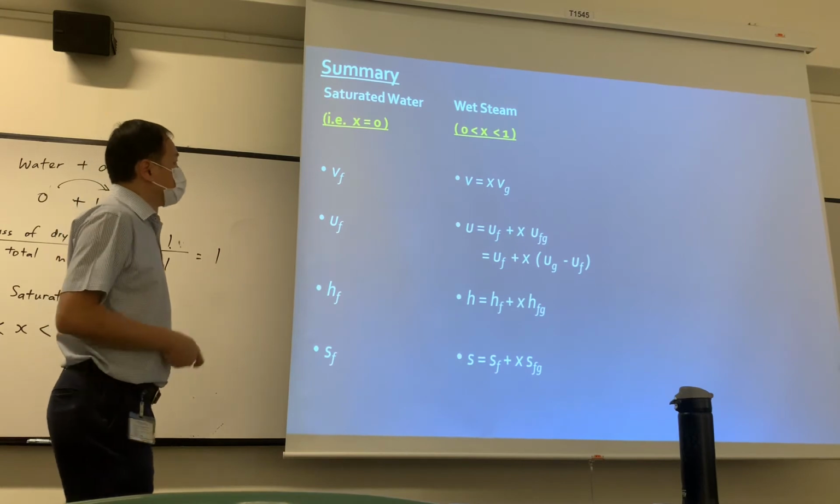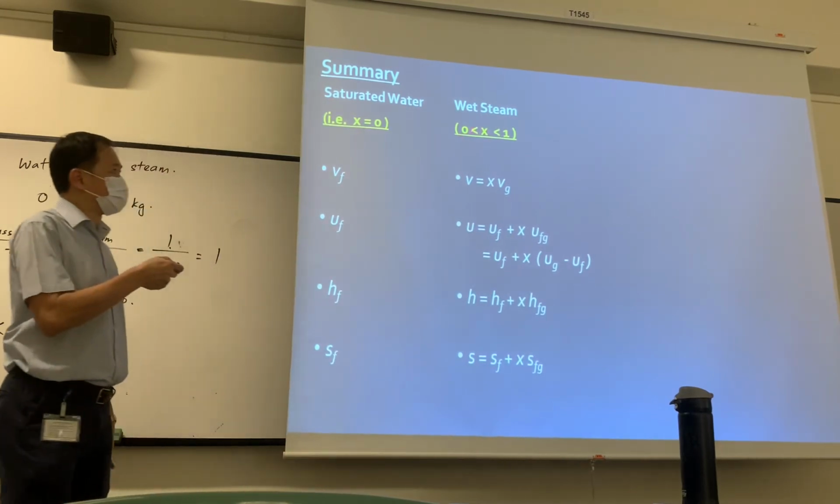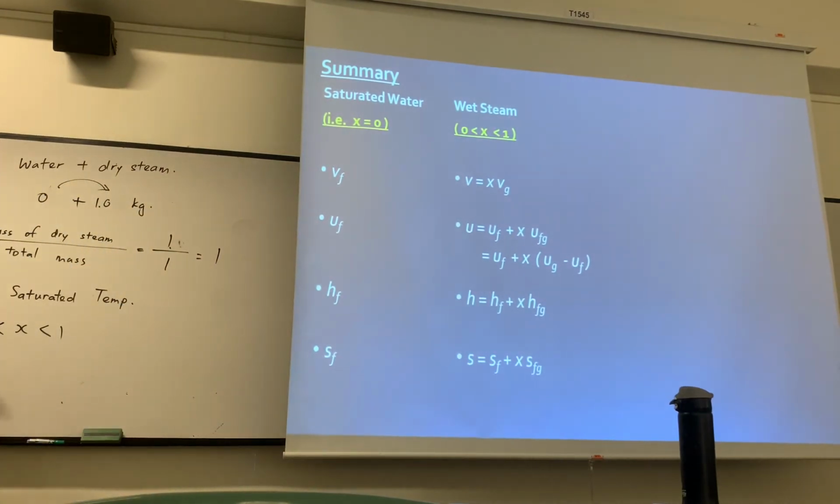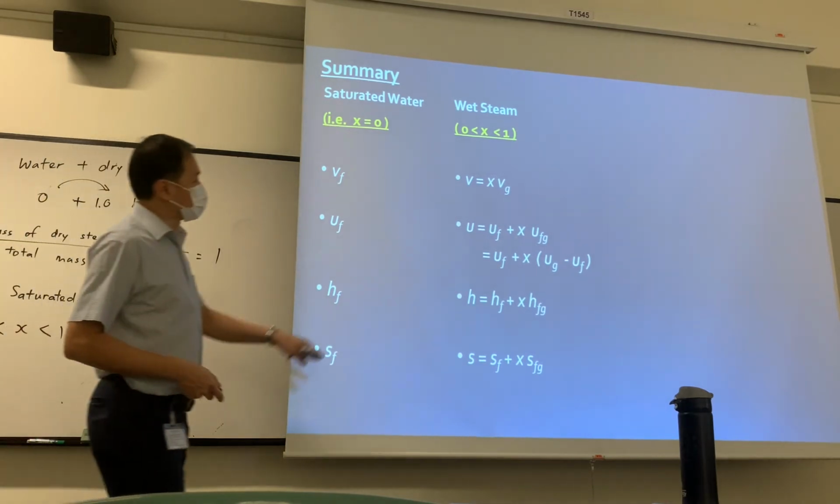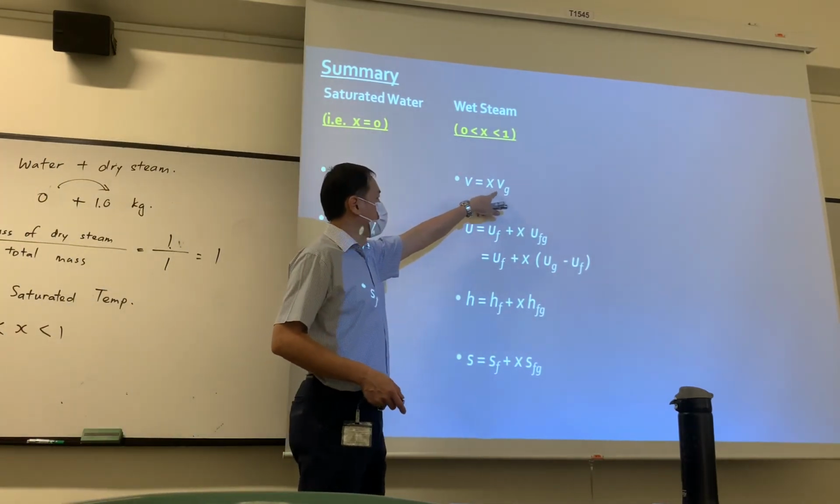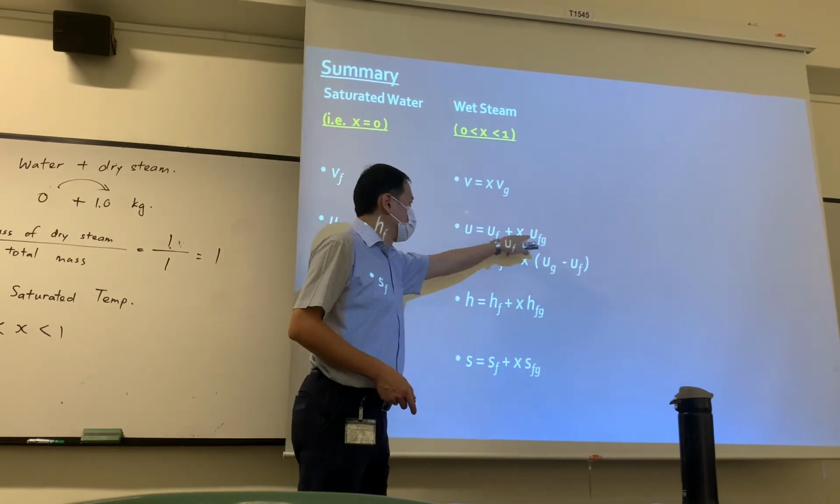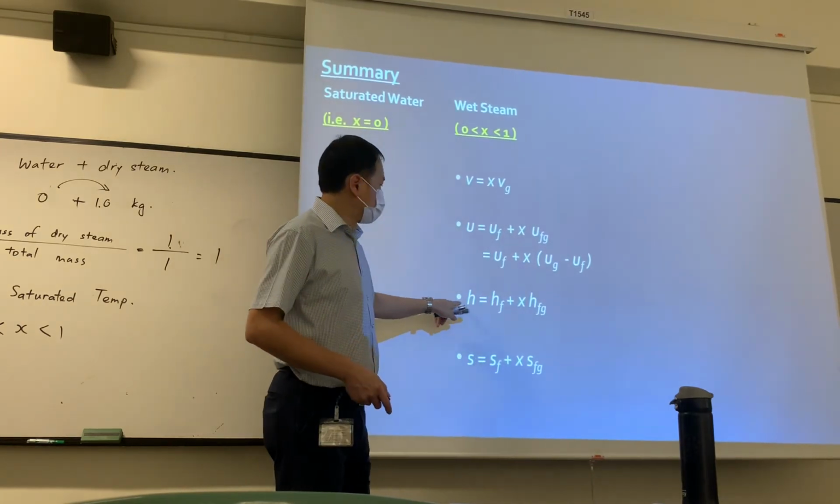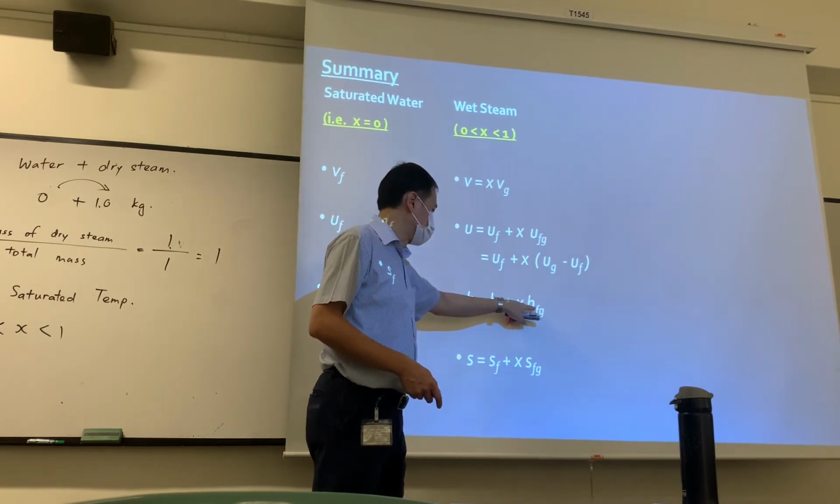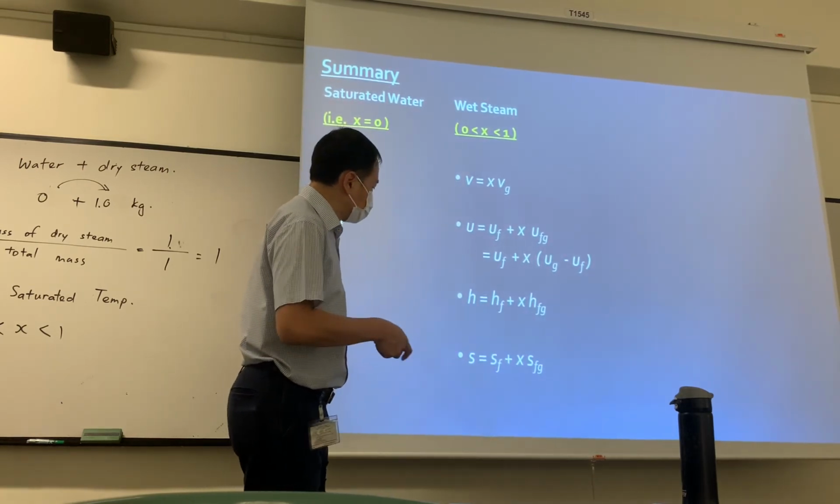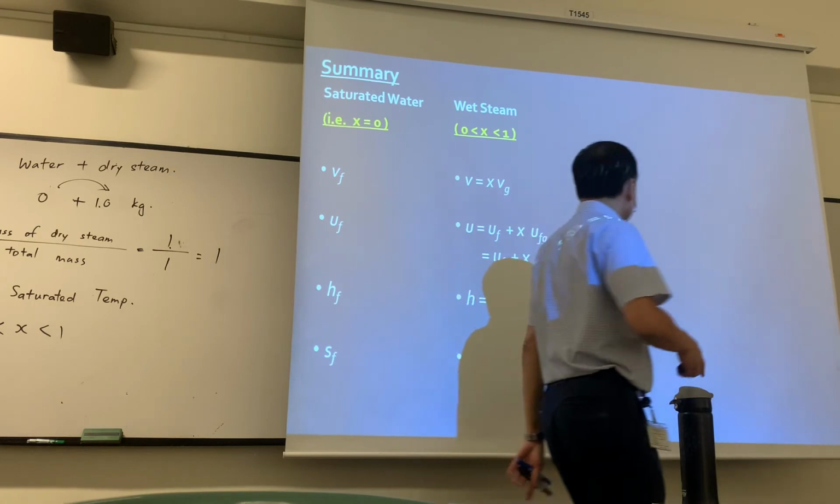For wet steam, dryness fraction is always between 0 to 1. To get the specific volume, use x times Vg. To get the internal energy, Um plus x Ufg. To get the enthalpy, Hm plus x Hfg. So this one is for chapter 2, so I'll skip this one.